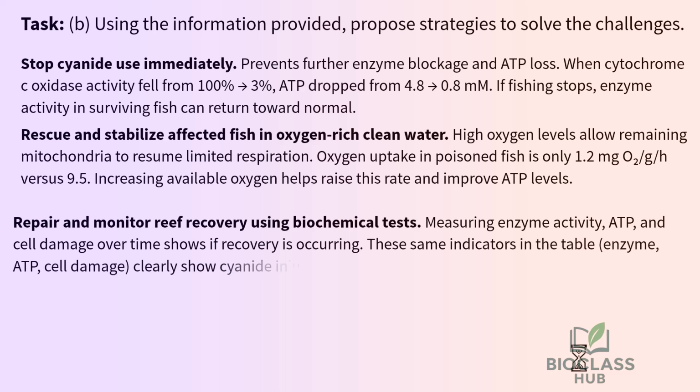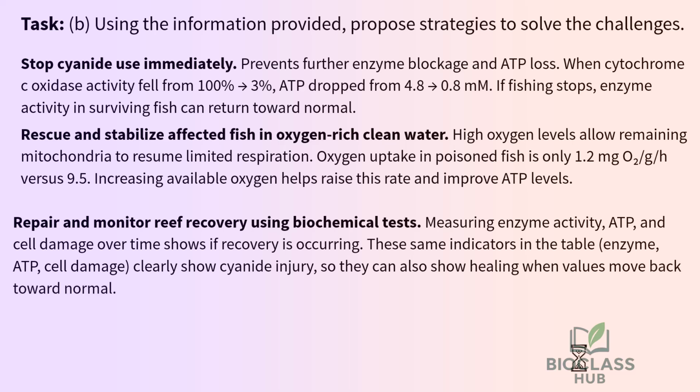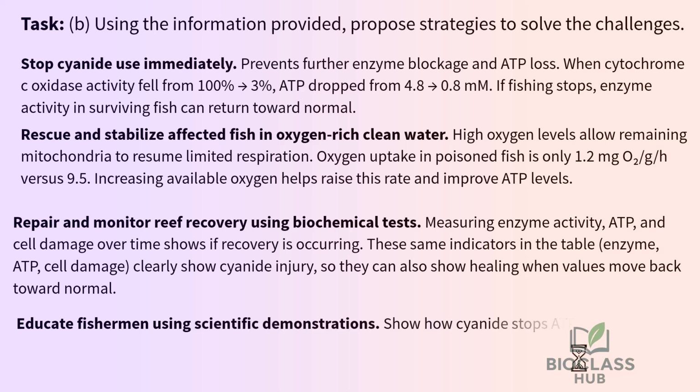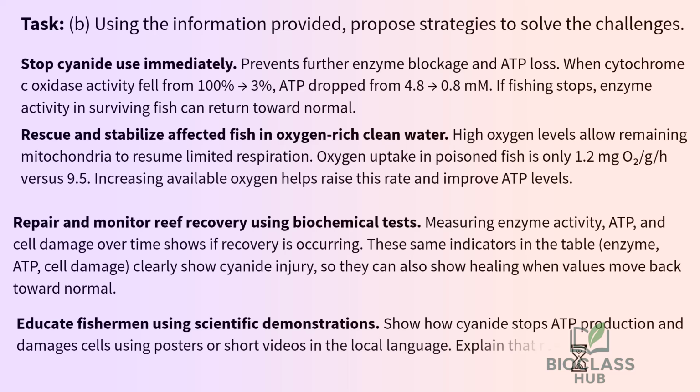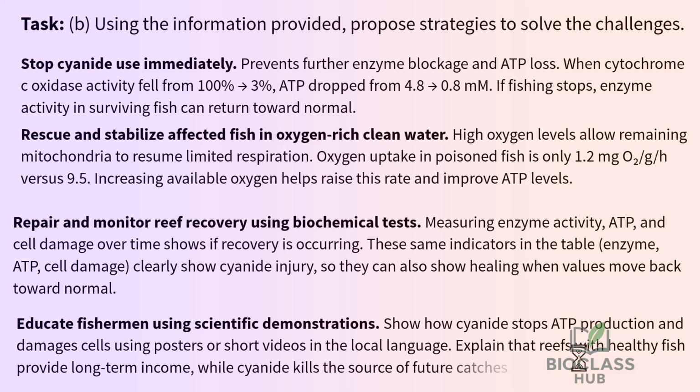These same indicators in the table, enzyme, ATP, cell damage, clearly show cyanide injury, so they can also show healing when values move back toward normal. Educate fishermen using scientific demonstrations. Show how cyanide stops ATP production and damages cells using posters or short videos in the local language. Explain that reefs with healthy fish provide long-term income, while cyanide kills the source of future catches.